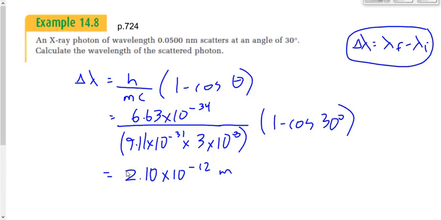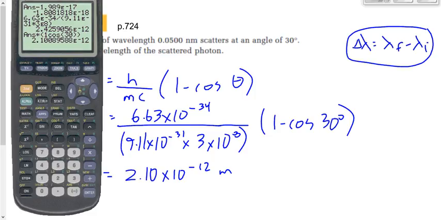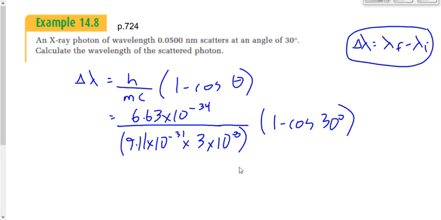What did I do? Oh, shoot. I left out the 1 minus. It should be 1 minus cosine 30, right? So 1 minus cosine 30 gives me 0.133. And now it's going to be this number times that. 2.425905 times 10 to the negative 12 times 0.133 gives 3.25 times 10 to the minus 13. Is that right?